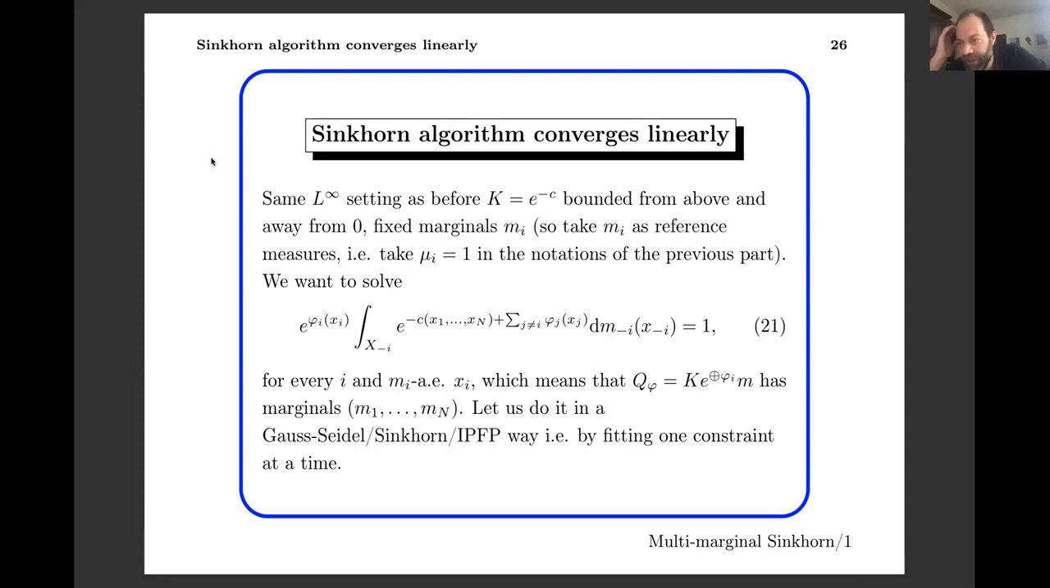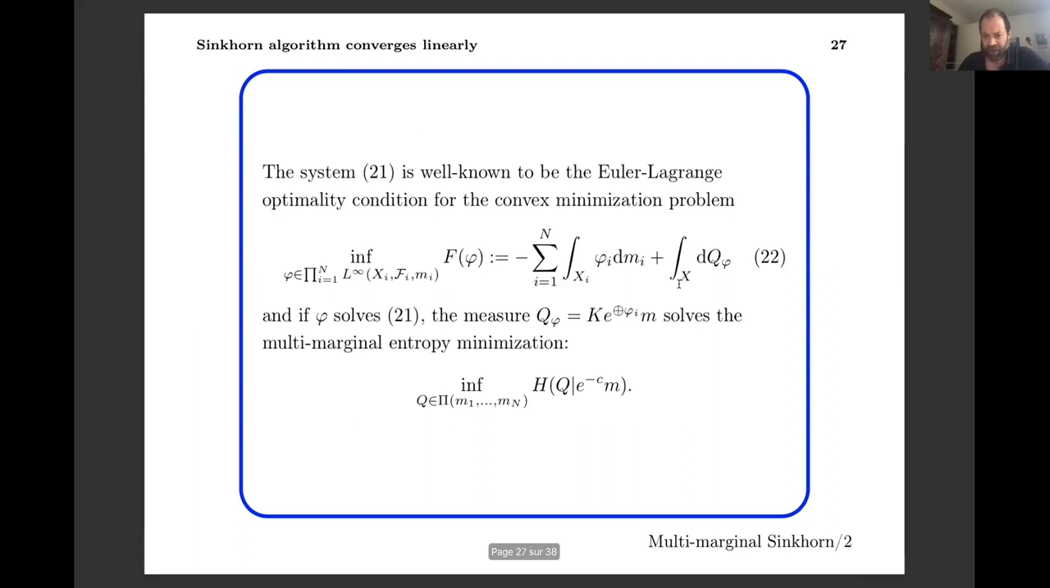But in practice, how do we solve the system? It has been explained by Gabriel. We solve the system by a la Gauss-Seidel, or by alternate maximization. We solve one equation at a time. This is the Sinkhorn algorithm. Again, same business: I want to solve the same system of equations, and I solve them one by one. And the multi-marginal Sinkhorn algorithm goes like this. By the way, it's the same as solving the Euler-Lagrange equation of a certain dual problem.